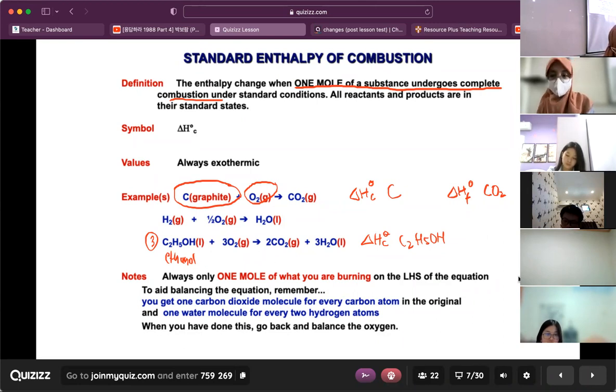But if you want to write down this reaction as enthalpy change of formation, you have to write down the substance that is formed. So here the 1 mole of substance that is formed is carbon dioxide. So write it down as delta Hf, standard state, and then CO2. Okay, any question? Is it clear?